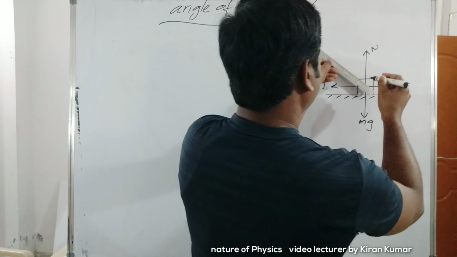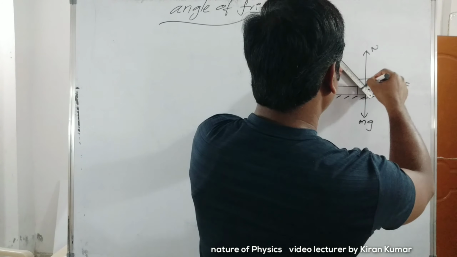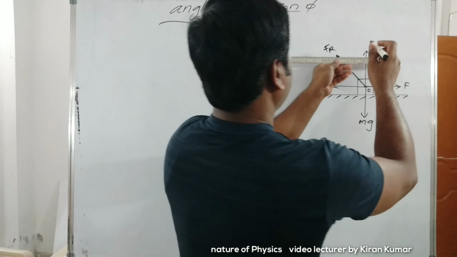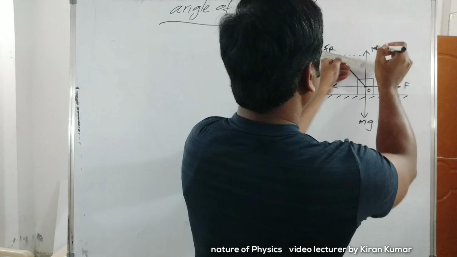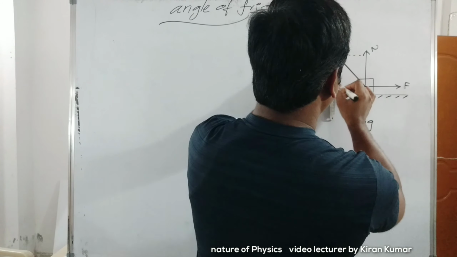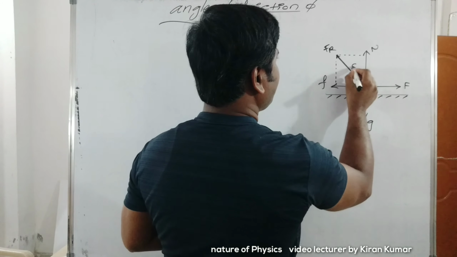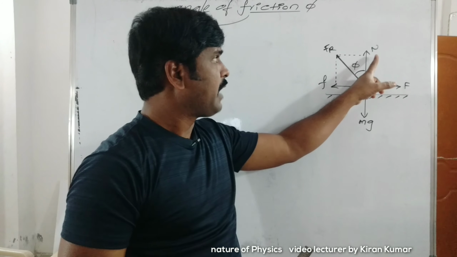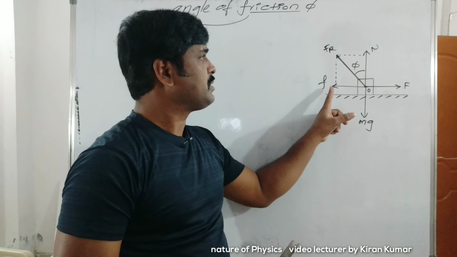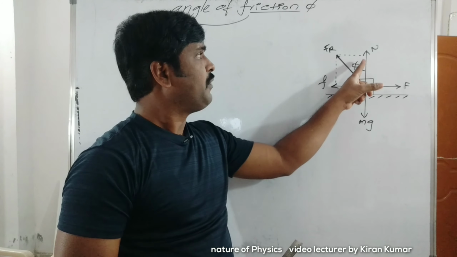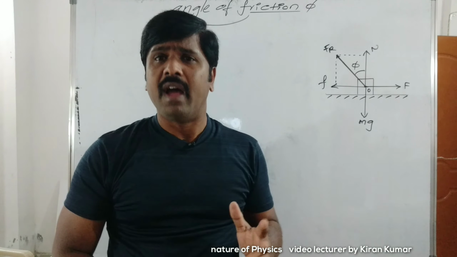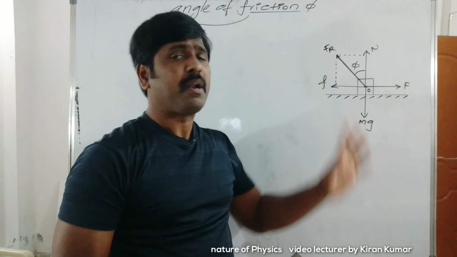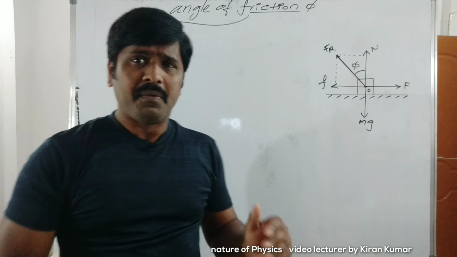Now the resultant of the normal reaction and limiting friction is taken as Fr. This is making an angle phi, that is the angle of friction. The resultant of the normal reaction and frictional force, making an angle phi with the normal reaction, is called the angle of friction. Simply, the resultant making an angle with the normal reaction is called the angle of friction.